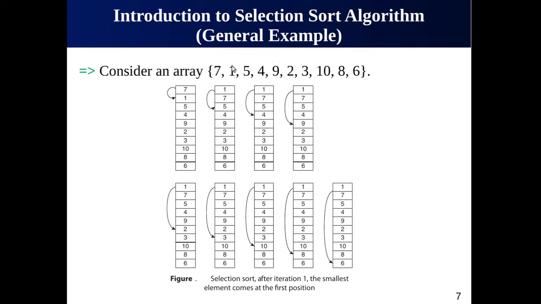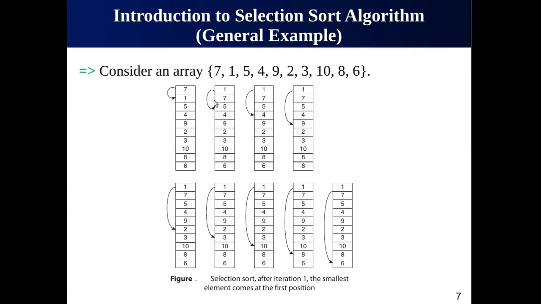Once we find the smallest value, we need to swap it with the element at the first location. So for that, the first element, namely 7, is compared with all other elements starting from 1. So compare 7 with the 1. After comparison, we observe that 1 is smaller than 7. So they need to be swapped. So 1 will take the location of 7 and 7 will take the location of 1, as you can see here.